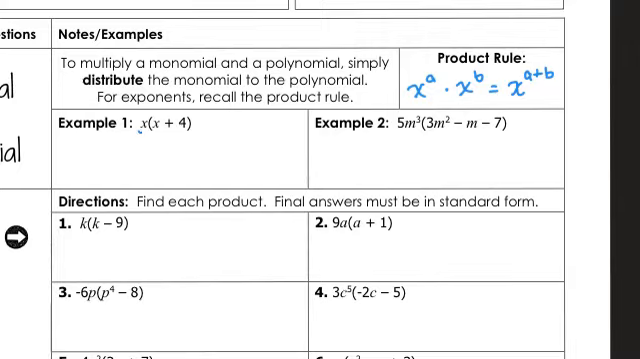So now I'm going to take this x and I'm going to distribute it by multiplying it times x and multiplying it times 4. X times x is like saying x to the first power times x to the first power. And if we look at our product rule, x to the 1 times x to the 1 is the same as x to the 1 plus 1, which is x squared. Okay? Then we multiply x times 4, and we'll get 4x.